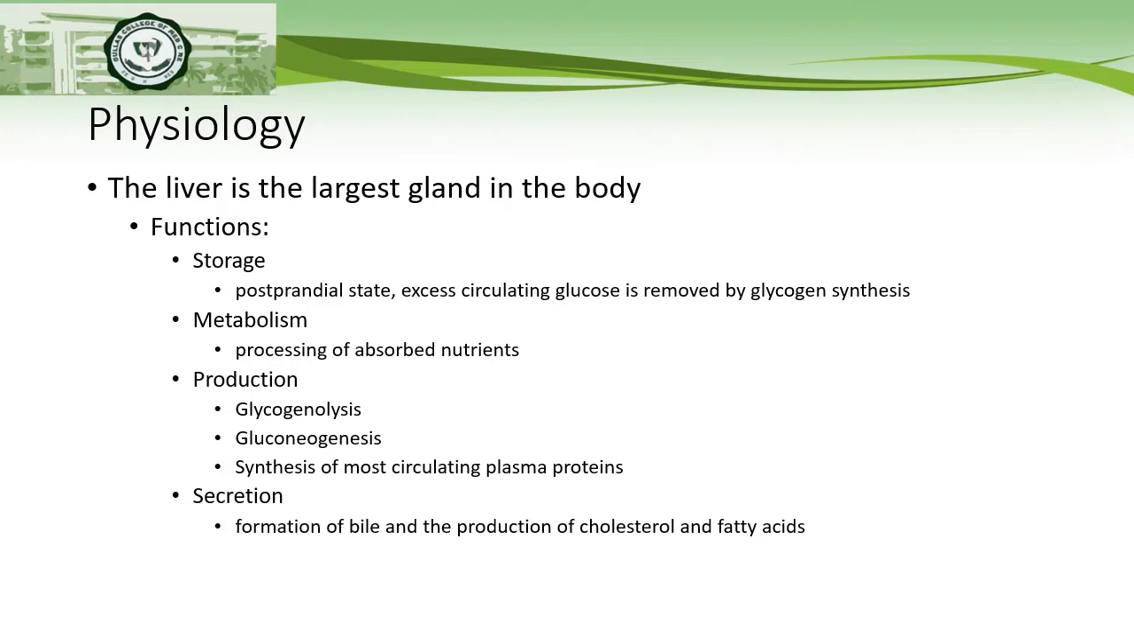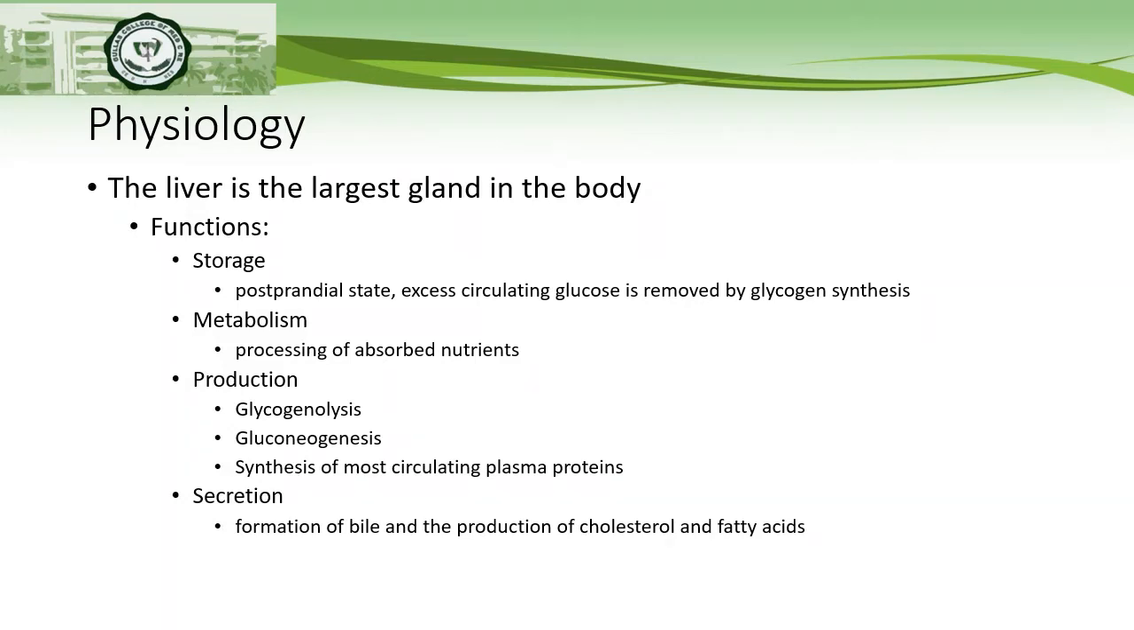For a quick review of liver physiology, the liver is the largest gland in the body and has an extraordinary spectrum of functions. These include processes such as storage, metabolism, production, and secretion. One crucial role is the processing of absorbed nutrients through the metabolism of glucose, lipids, and proteins. The liver maintains glucose concentrations in a normal range over both short and long periods by performing several important roles in carbohydrate metabolism. In the fasting state, the liver ensures sufficient supply of glucose to the central nervous system.